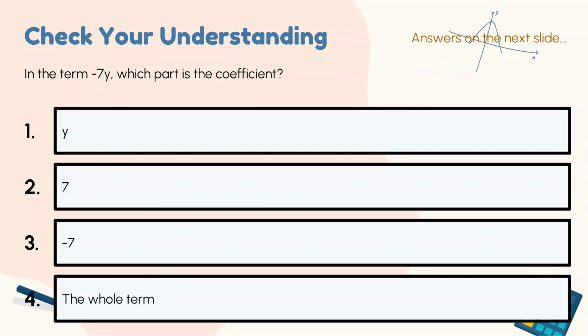Let's check your understanding. In the term -7y, which part is the coefficient? Is it number 1, y, number 2, 7, number 3, -7, number 4, the whole term? Pause the video and think carefully. Remember, the coefficient is the number multiplying the variable. Also remember, the sign matters.